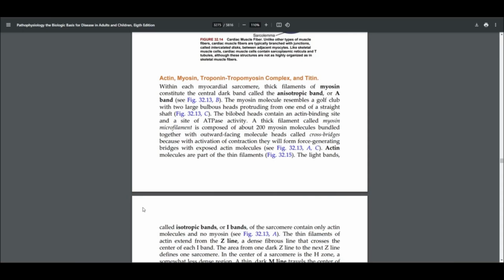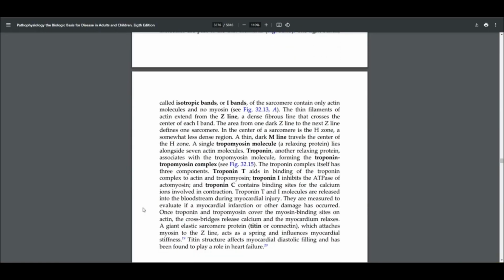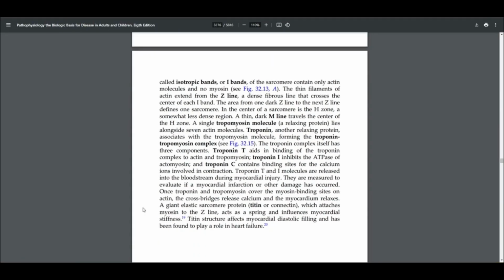Actin molecules are part of the thin filaments, the light bands called isotropic bands, or I bands, of the sarcomere, containing only actin molecules and no myosin. The thin filaments of actin extend from the Z line, a dense fibrous line that crosses the center of each I band. The area from one dark Z line to the next Z line defines one sarcomere.